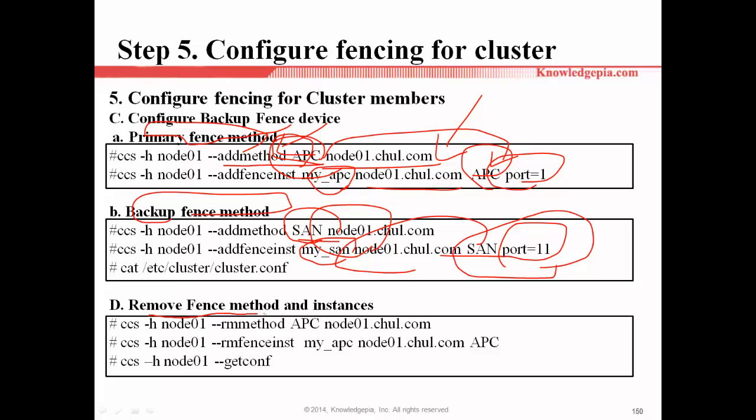D, remove the fencing method. Instead, if we want to remove this kind of fencing method here, rm method, and after that, method name and node number. And the instance here, this one, my underbar APC means the fencing device name and node name and method. Then we can delete, remove this kind of fencing method. So, and after that, if we want to delete the fencing device, then we can delete also.